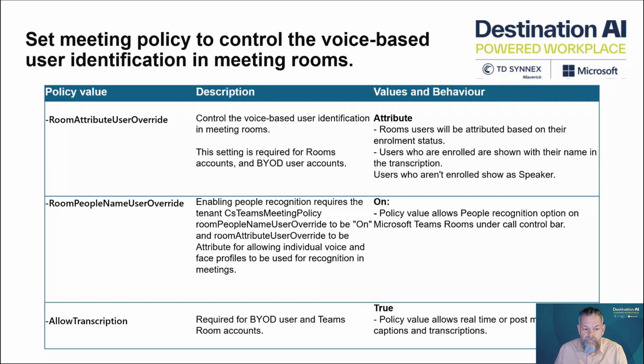By applying that room people name user override attribute to on, the policy then gives us the option of people recognition for Teams Rooms under the call control bar. So we could see who is actually in the room, depending on which voice they have and whether they've spoken in that space, or if it's grabbed their face within that room, and it will tell us. If you look at the meeting roster of who's actually in the Teams call, you can see that they're actually within that room itself, and you can understand who's who and where. And the allow transcription attribute then allows the policy to have real-time and post-meeting captions and transcriptions enabled for that meeting itself.